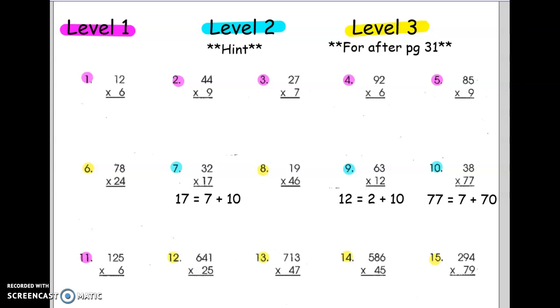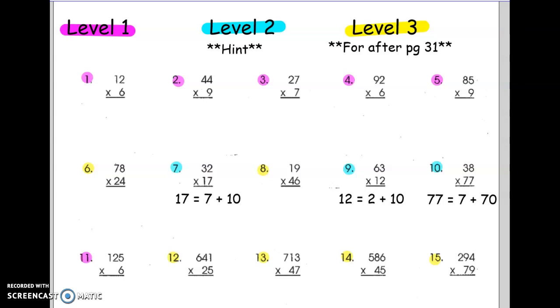If you've noticed, I have color-coded the math problems on page 29 into 3 different levels. The pink level is the first row 1 through 5, as well as number 11, because all we're doing is multiplying by a single digit on the bottom. You can do that. We just went through the steps. Now, the level 2 questions, number 7, number 9, and number 10, each have a hint with them. Let's go through these, okay?